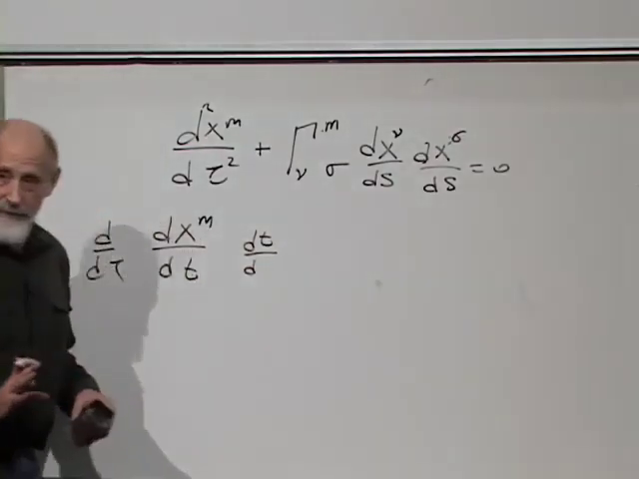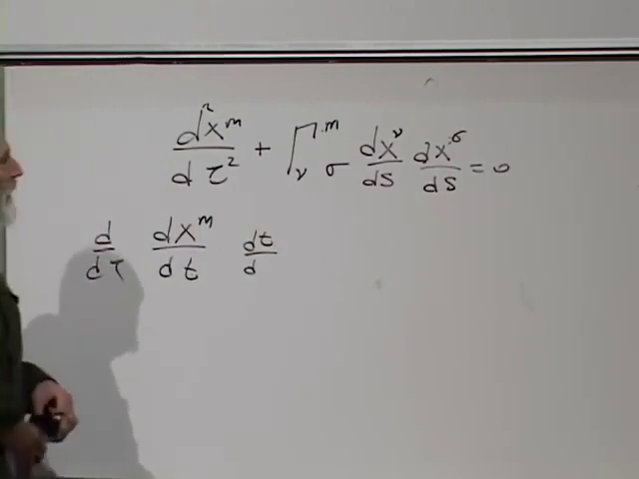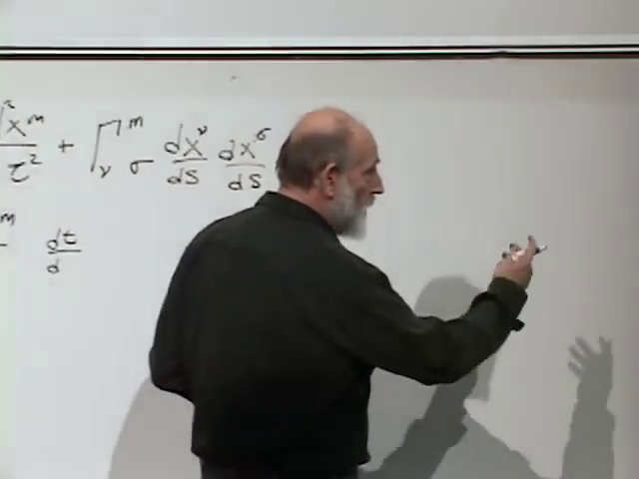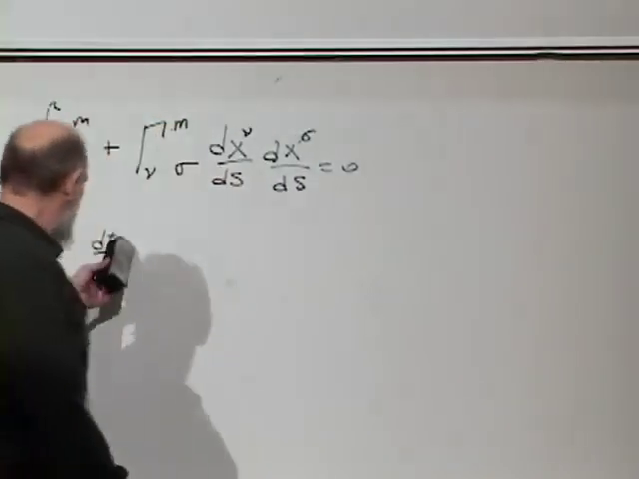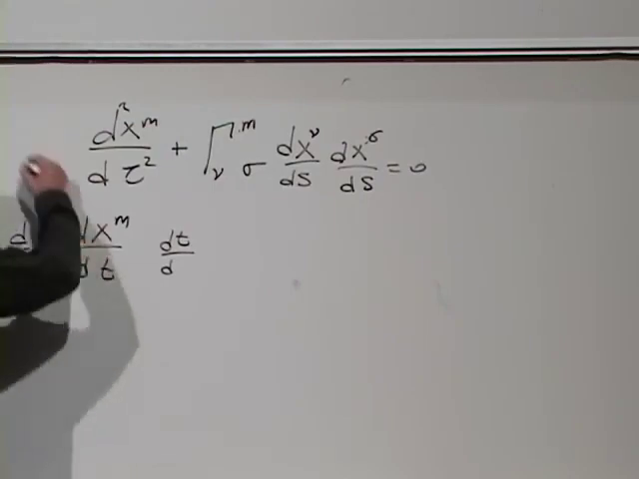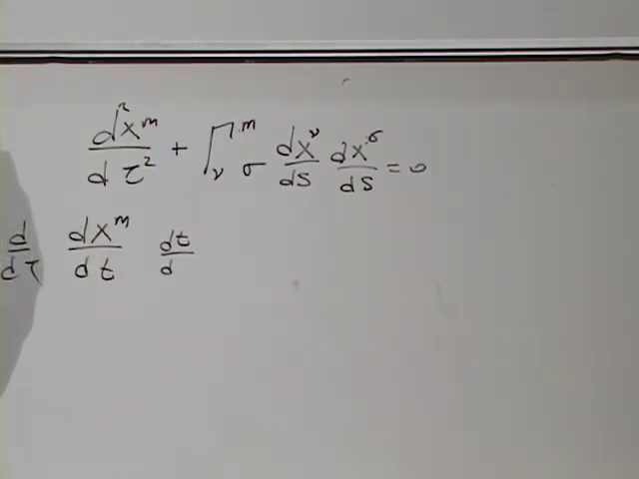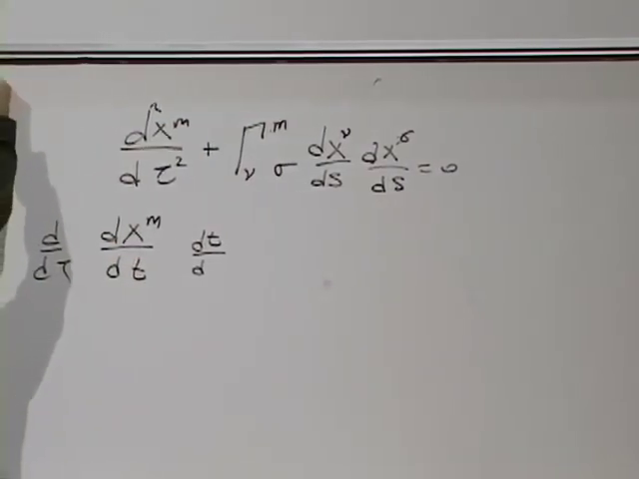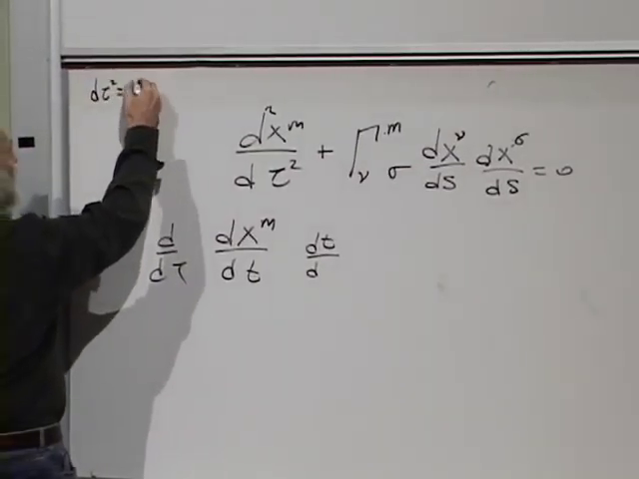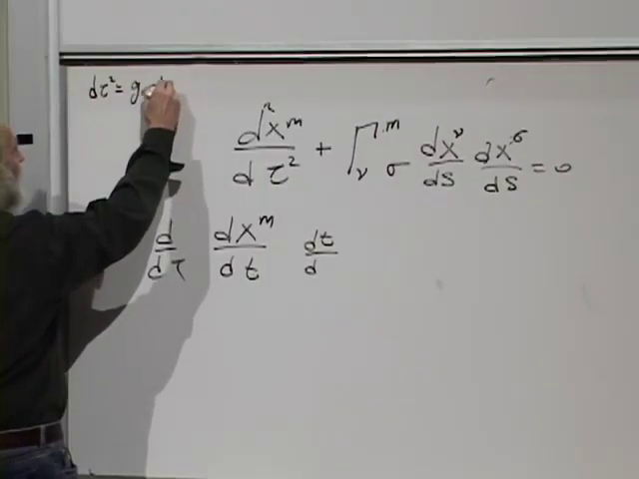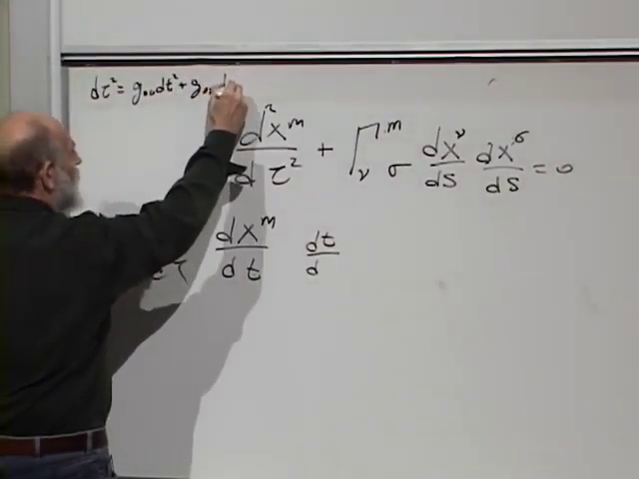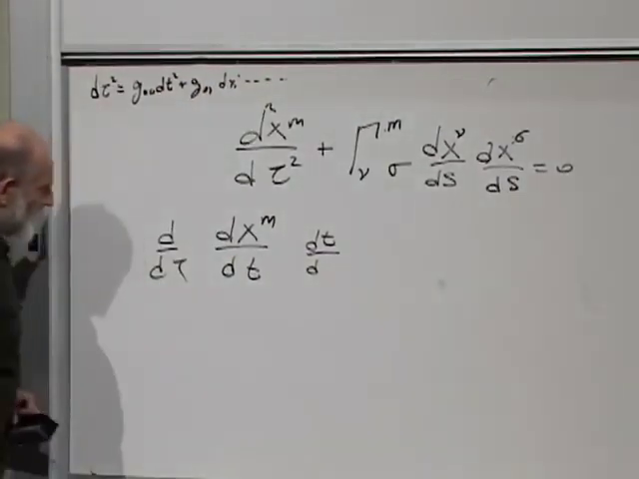dt d tau is not 1. It's not 1. We have to remember what t is in terms of tau. Well, we have to work out what dt by d tau is. But we know what it is. All right, let's work it out. d tau squared is equal to g naught naught dt squared plus g naught 1 dx 1 squared, blah, blah, blah, blah, blah.